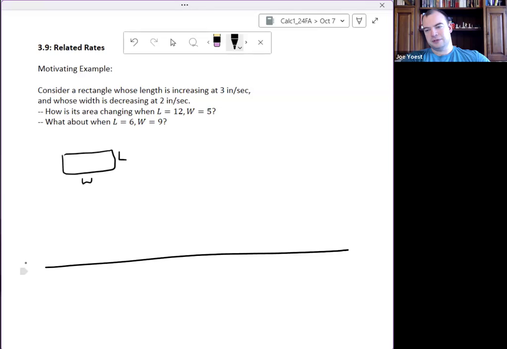So if we think of an axis in time here, what is this rectangle going to look like at different snapshots in time? At some point, we're going to have a length of 12 and a width of 5. The length is increasing and the width is decreasing. So let me write that here. At a different point, we might have had a smaller length and a wider width.